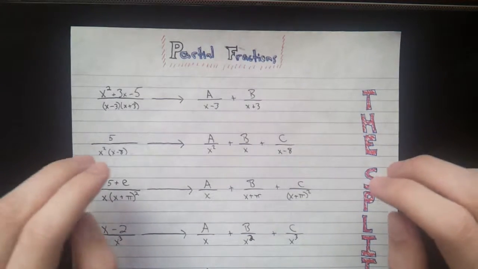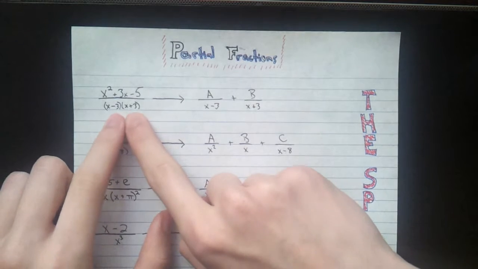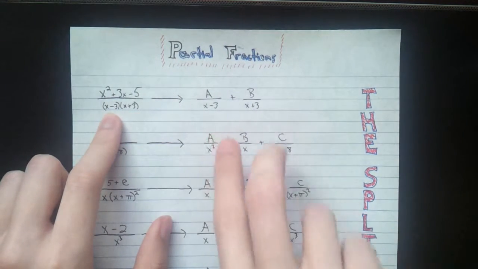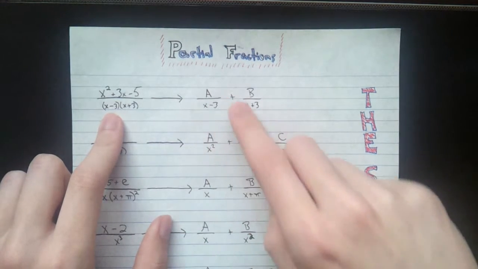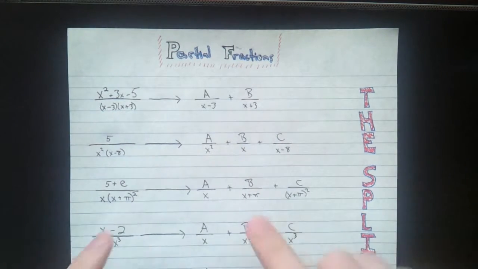So this part is just a split. You're going to take the denominator factored. So here we have x minus 3 times x plus 3, and you split it up with an unknown coefficient on top. So here we have A over x minus 3 plus B over x plus 3.